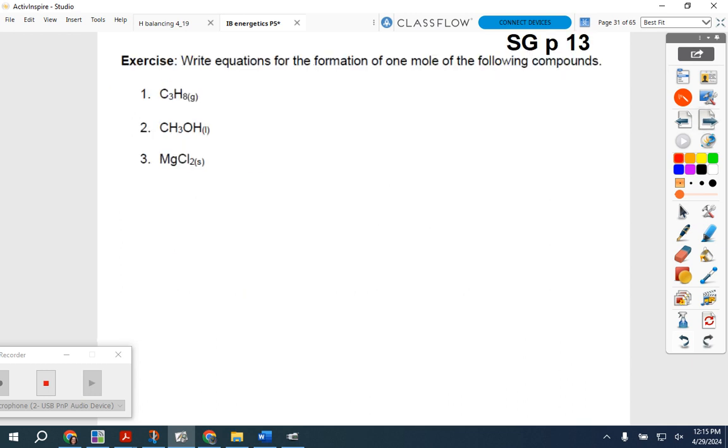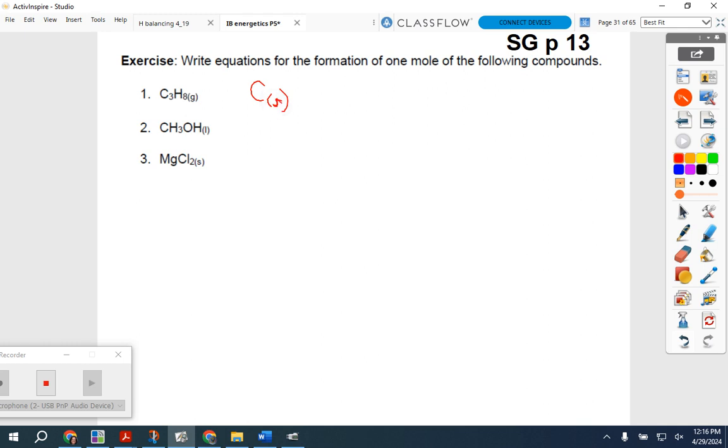So if we want to write an equation for the formation of 1 mole of a compound, we have to think about what elements are going into that compound. So for propane, for example, one of our substances is going to be carbon. Carbon in its standard state at room temperature and atmospheric pressure is a solid. That's an S. Sorry, I have trouble drawing S's on this board.